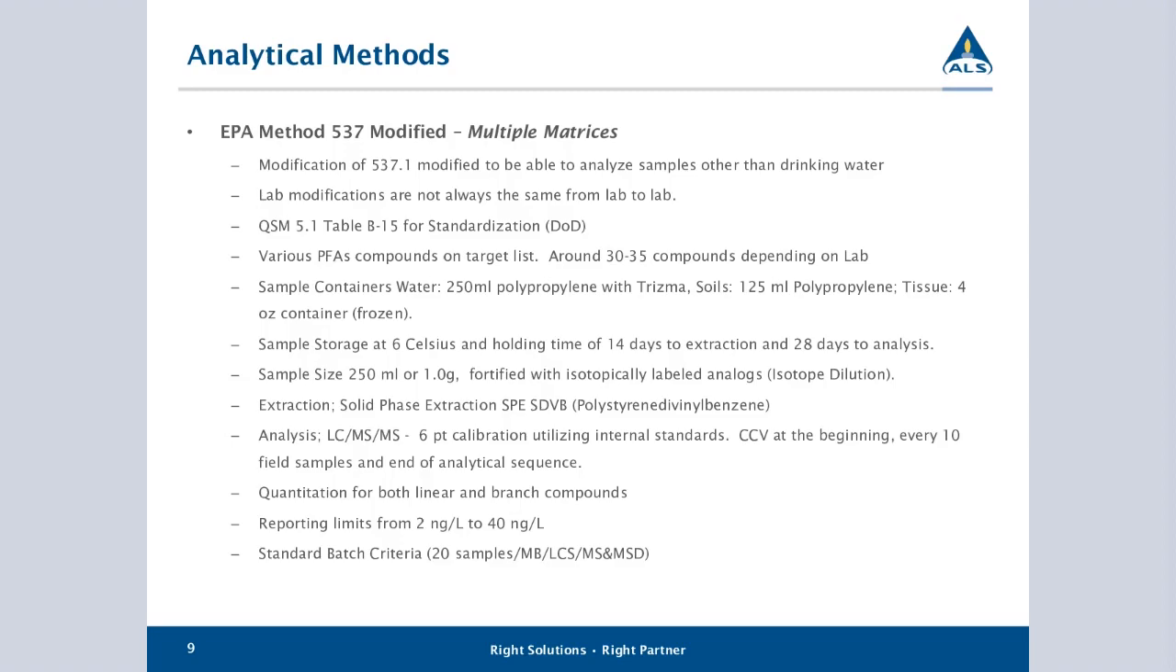It is isotope dilution, which was a modification from the original 537 method. And it was solid phase extraction, typical calibration, again, linear and branched compounds for integration purposes, and the reporting limits and standard batch criteria.